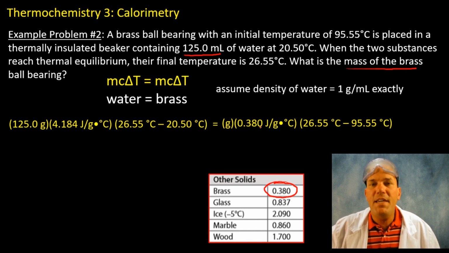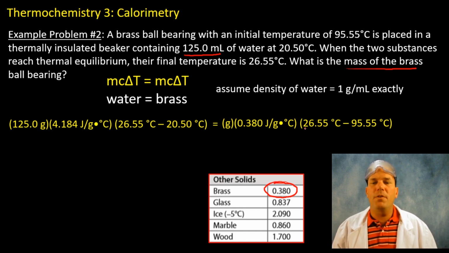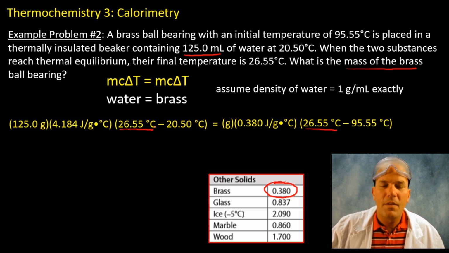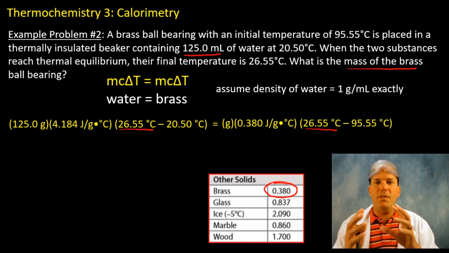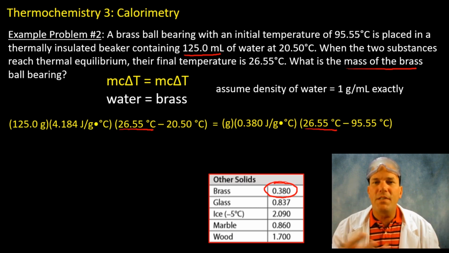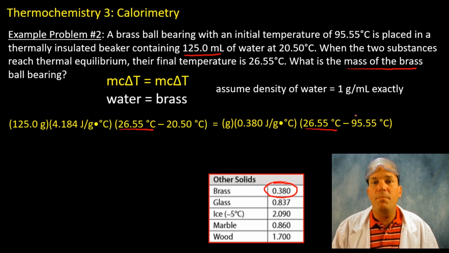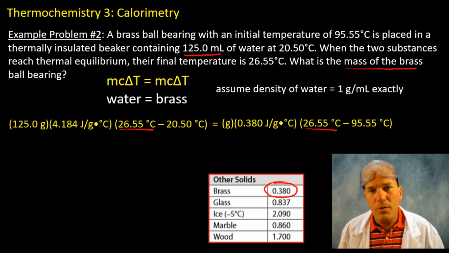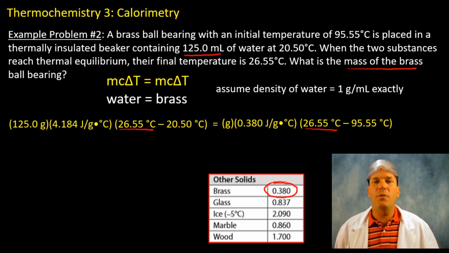We know the specific heat capacity to be 0.380 joules per gram degrees Celsius. We have the final temperature. Notice it is the same because of the system. That's what thermal equilibrium is, where the two objects which comprise the system reach the same temperature and they stabilize. But we do have the initial temp of the brass ball bearing to be 95.55 degrees Celsius. So what's going to happen to the hotter object? Thermal energy will move to the colder object, which in this case is the water.